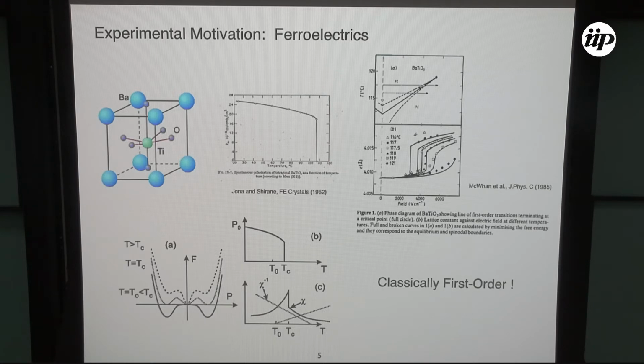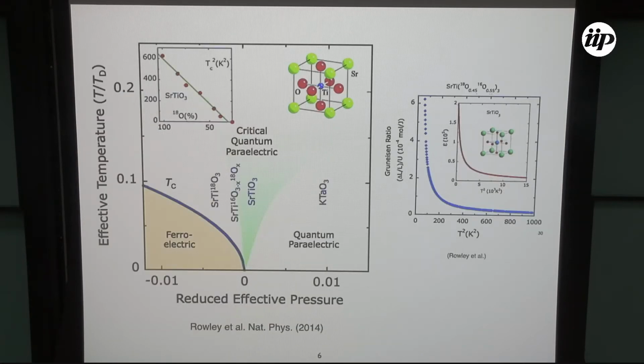And yet, if a field is applied, we can drive the first order transition to a classical critical point. And so we have two classical critical points, depending on whether you apply the field parallel or anti-parallel to the polarization. So this is classically first order. Now, a close cousin of barium titanate is strontium titanate. Strontium titanate is not quite ferroelectric. The dielectric susceptibility goes up, up, up, but it never actually becomes ferroelectric.